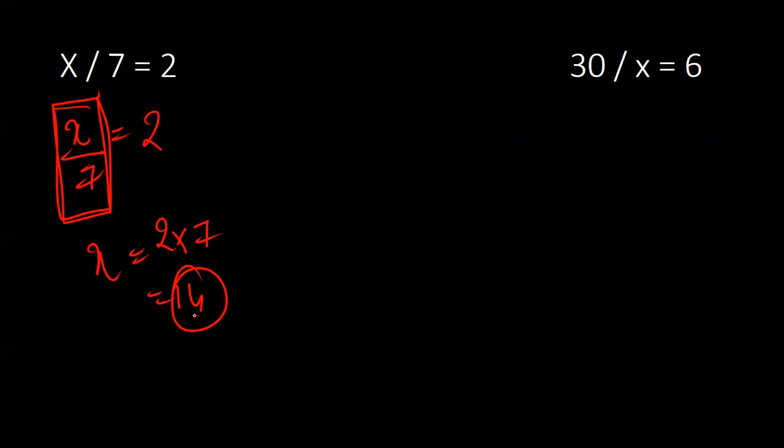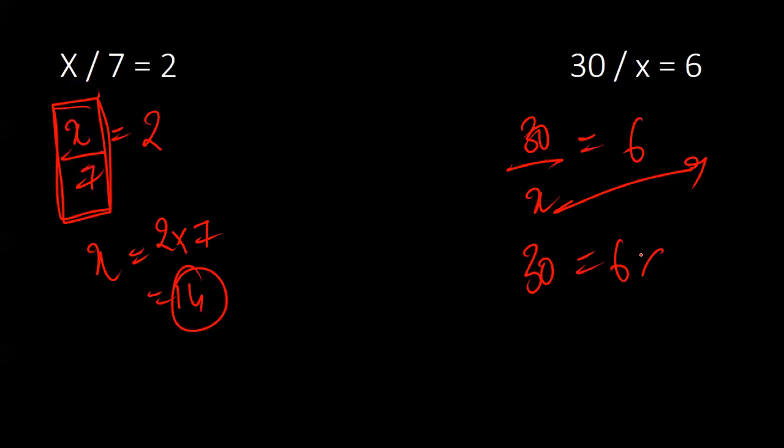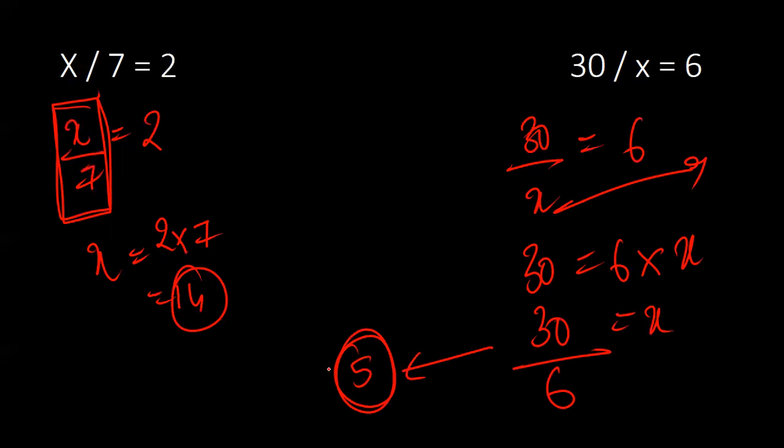Whereas here, what if x is in the denominator? If x is in the denominator, I have to isolate x so that I get the value. So I will send x to the other side. So if I send x to the other side, I get 30 is equal to 6 into x. And here it's multiplication. So when I bring 6 to the other side, it will come as division, which is equal to 5. x is equal to 5.